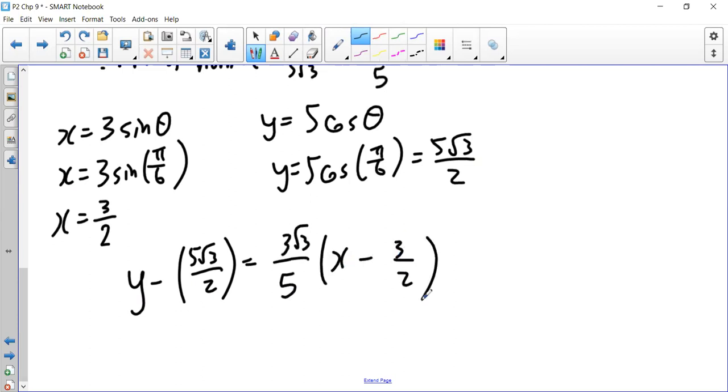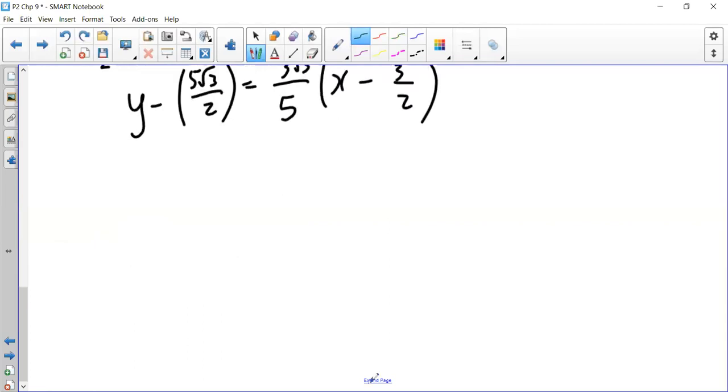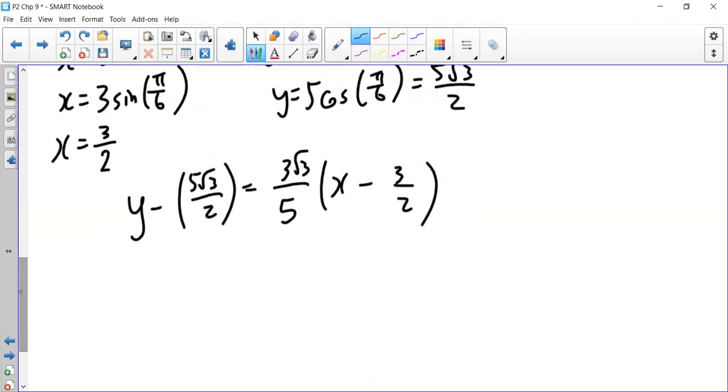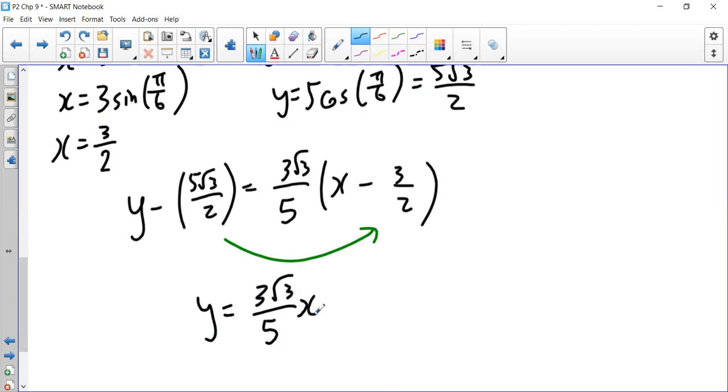I'm going to make y the subject here, so I'm going to expand the bracket on the right-hand side and move the minus 5√3/2 to the right-hand side. So expand the bracket and then add to the other side. So y equals 3√3/5 x, and then if you put it in a calculator, you get plus 8√3/5 as your final answer. And that's it really.